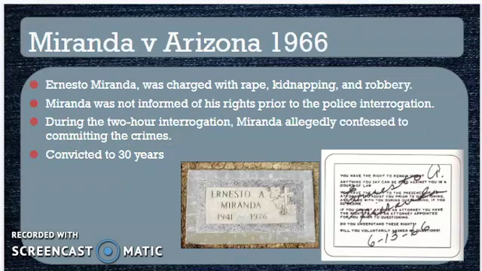And lastly, we are going to end today with Miranda versus Arizona. Ernesto Miranda was charged with rape, kidnapping, and robbery. He was not informed of his rights prior to his interrogation. And during the 2-hour interrogation, he confessed to his crime and was sentenced to 30 years in prison.